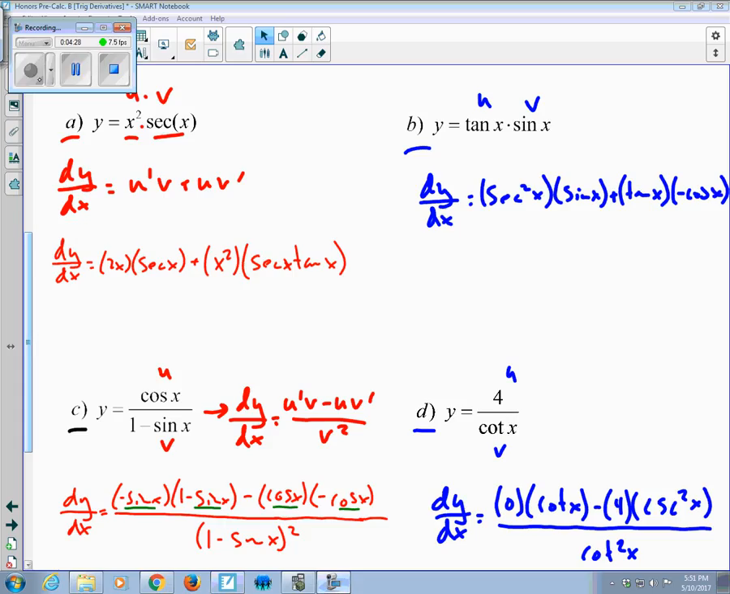All right, guys. So looking at these, when we look at B, we can, of course, use the product rule here. So we've got our u as tan, our sine is v. So right here, that's going to be u prime v, the derivative of tan times sine, so that's secant squared x sine x, and then plus u v prime, which is our tan, and then the derivative of sine, which is cosine x.